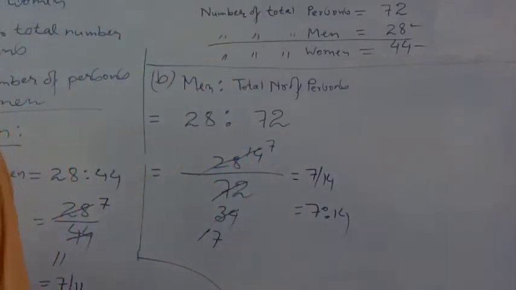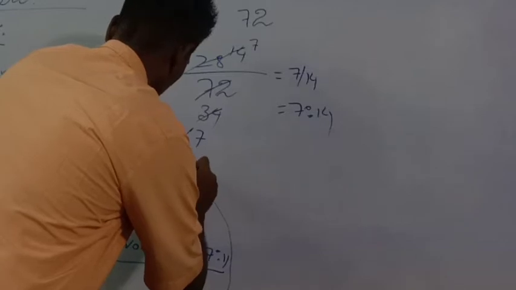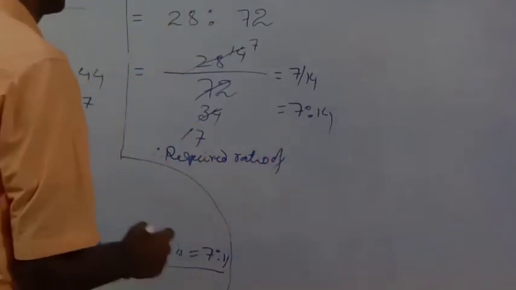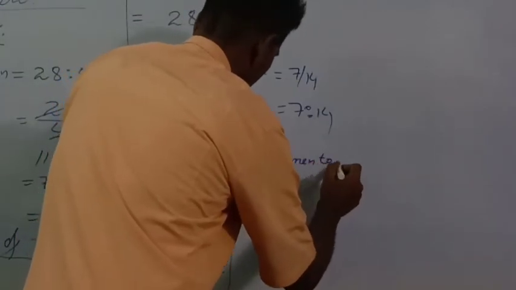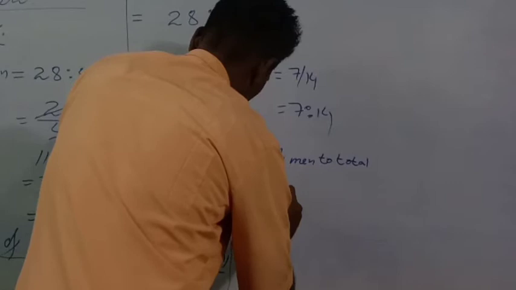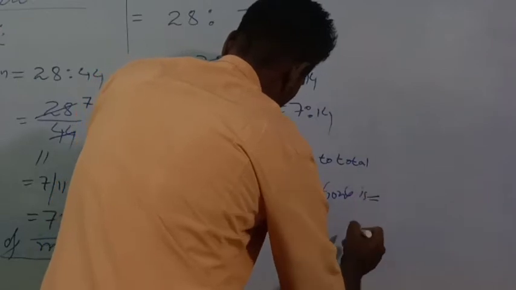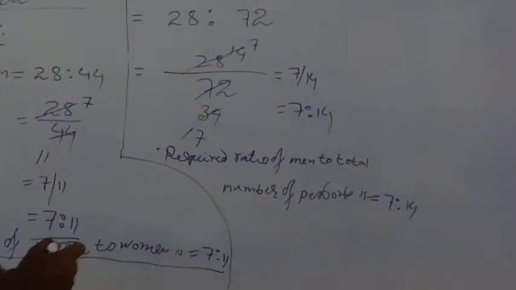So the answer will be: the required ratio of men to total number of persons is 7 is to 14. Okay, so C also will be the same.